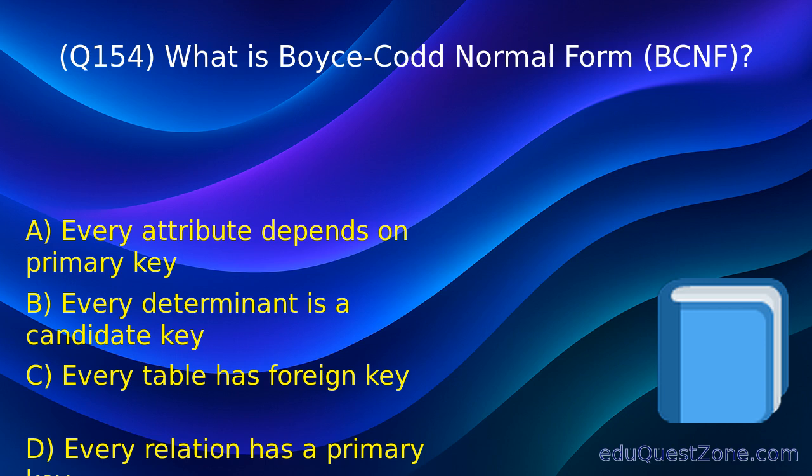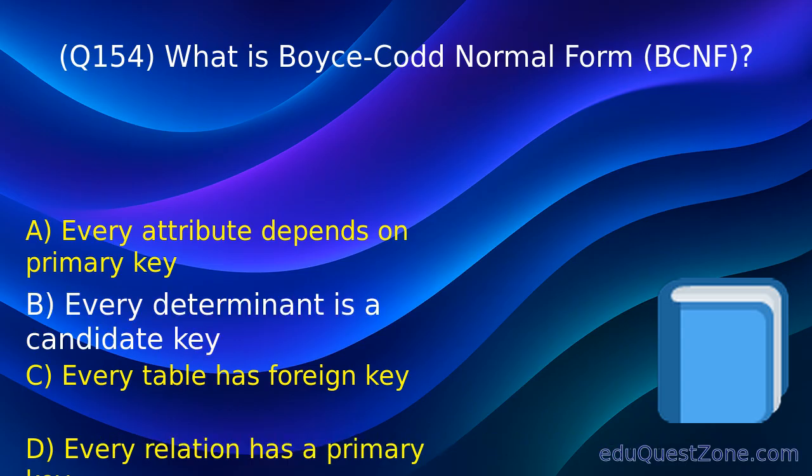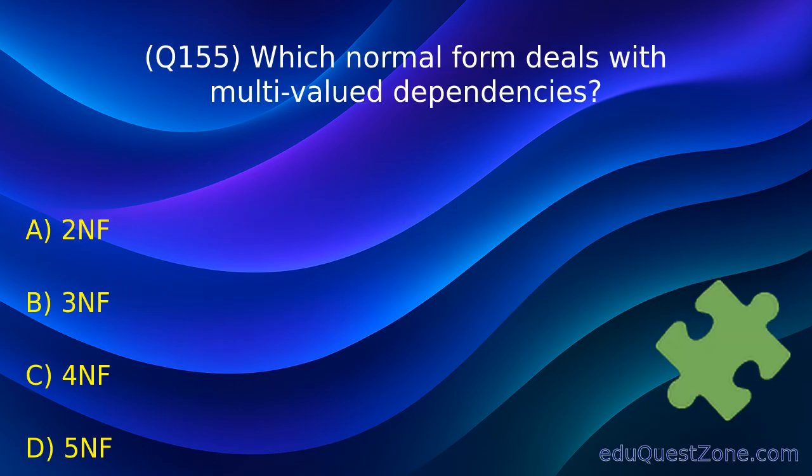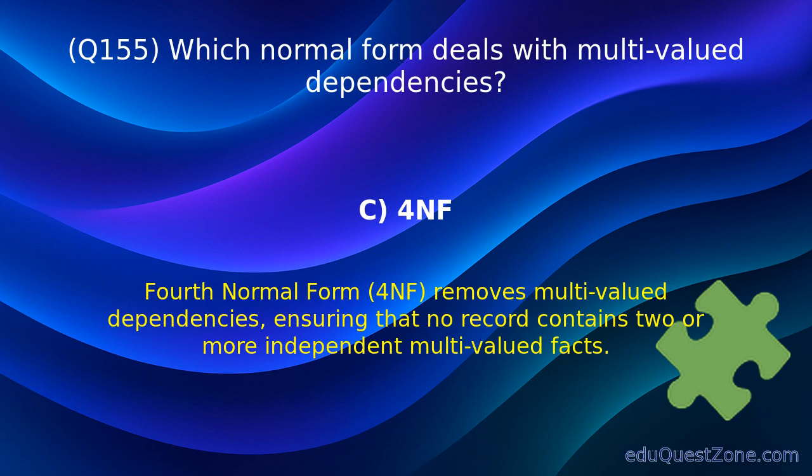Question number 154. What is Boyce Codd normal form? Option B. Every determinant is a candidate key. Boyce Codd normal form ensures every determinant is a candidate key. Question number 155. Which normal form deals with multi-valued dependencies? Option C. Fourth normal form. Fourth normal form eliminates multi-valued dependencies.